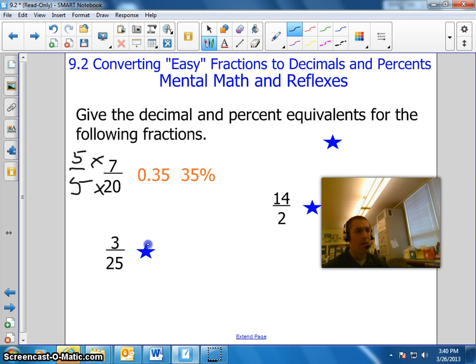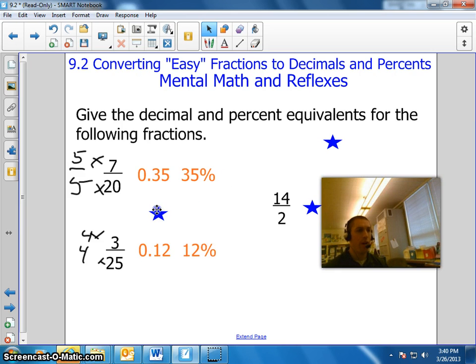Okay, same here. How many times can 25 go into 100? It can go in 4 times. So if you multiply both the top and the bottom by 4, what is 3 times 4? 3 times 4 is 12%.